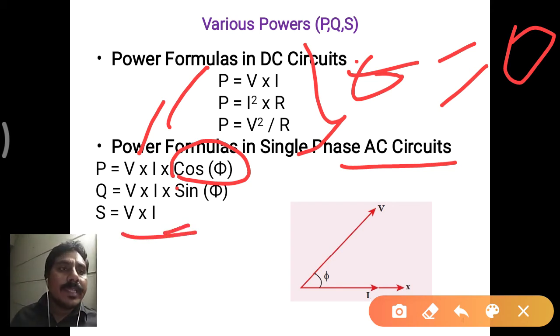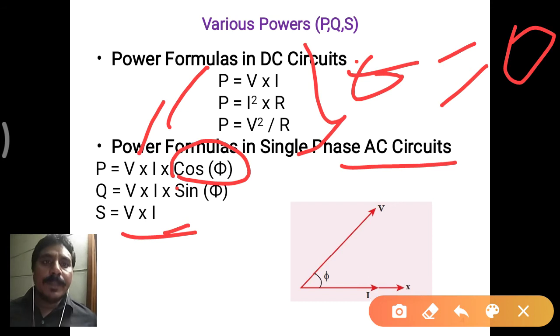Now once again, I am finalizing the power expressions for AC circuits. The active power or real power, capital P, is voltage into current into cos theta. Reactive power Q is voltage into current into sin theta, and apparent power capital S is the product of voltage and current. In that way, we have to write the various expressions for the various powers.